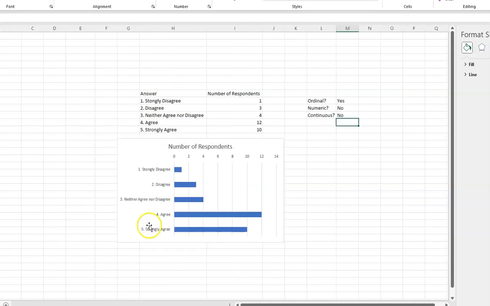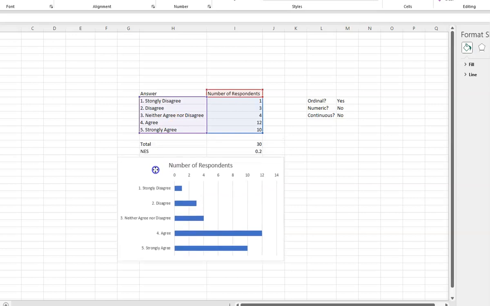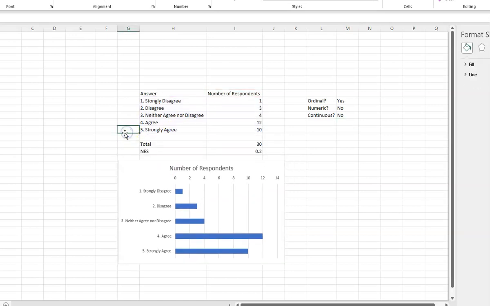If we go back here to our imaginary question, what we can do is calculate a net engagement score. So I'm going to move that down there. The way the net engagement score is calculated is to take the number of people who answered 5, strongly agree, which in this case is 10, subtract from that the number of people who answered 1 or 2, which in this case is 4, so 10 minus 4 is 6, divide that by the total number of respondents, and we get a net engagement score of 0.2.